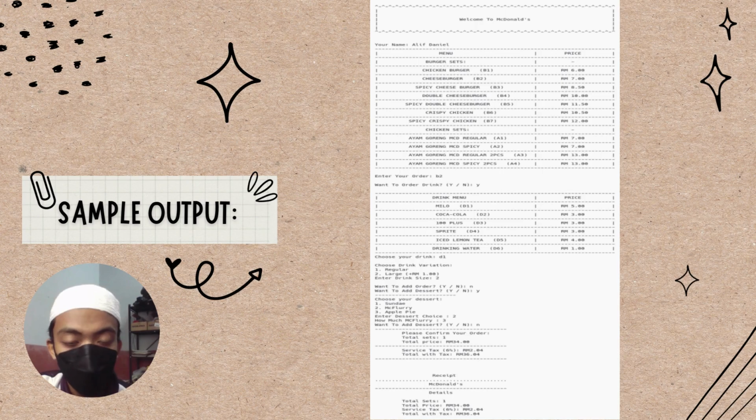If no, it's the end of the repetition for the order, and 1 to add dessert. Yes, so it shows the list of the dessert. Choose the desserts, how much, and if the answer to add dessert is no, it's the end of the repetition. In the next, it will show the receipt for the order.